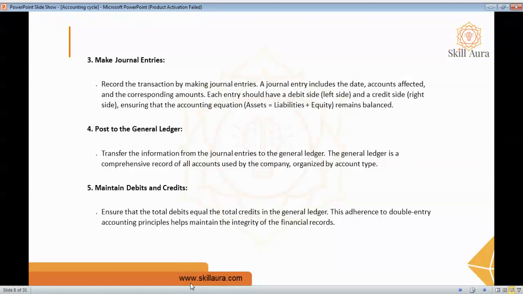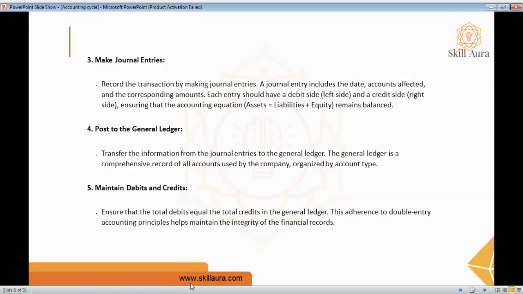The journal ledger is a comprehensive record of all the accounts used by the company, organized by the accounting type. Here we have to record all the journal entries into a ledger entry. Then we have to record all types of accounts used by the company and organize the types of account.